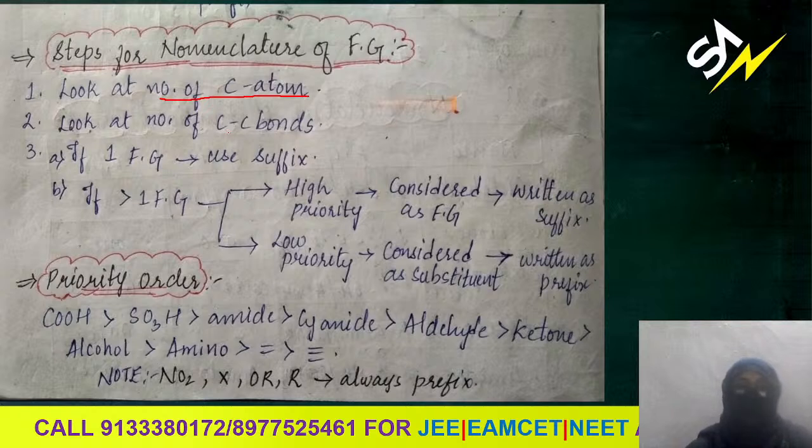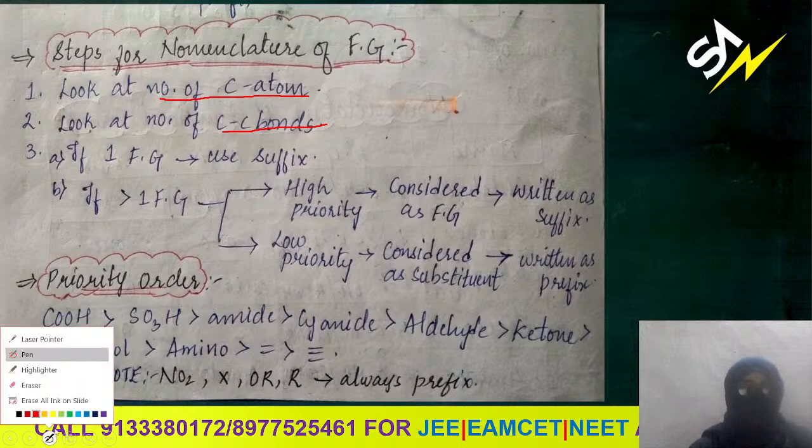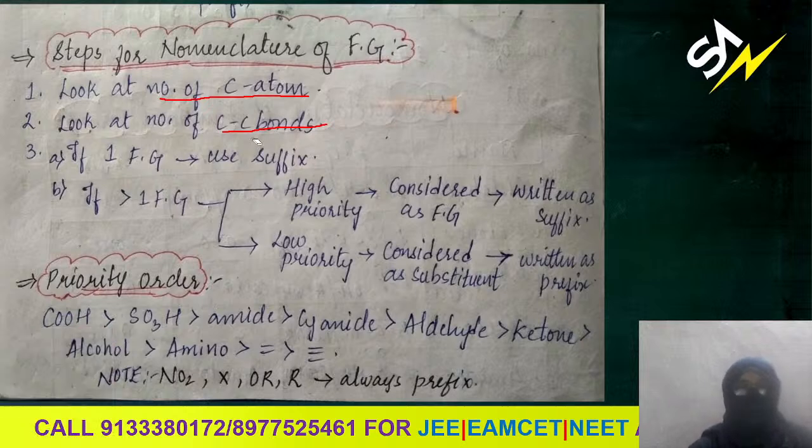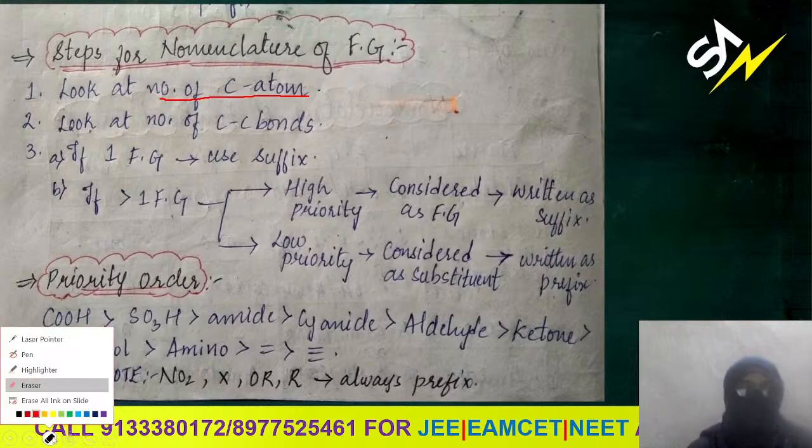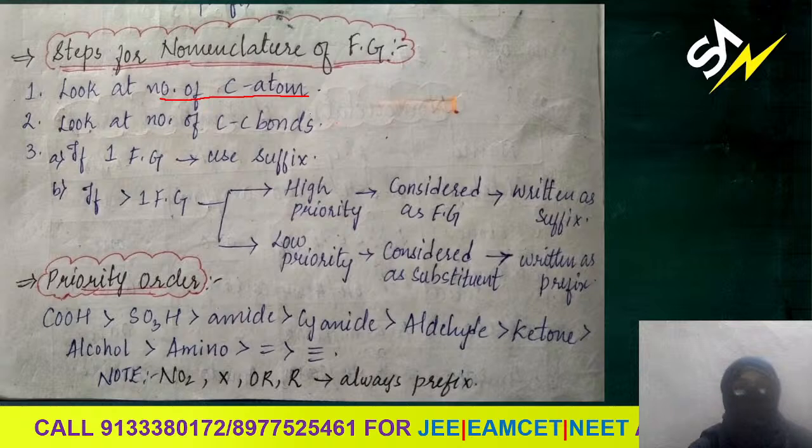The second step is to check the carbon-carbon bonds. If you find a carbon-carbon single bond, you will be writing an. And if you find a carbon-carbon double bond, you will be writing ene. If you find a carbon-carbon triple bond, you will be writing yne. You can see that the first 2 steps are similar to what we have discussed for hydrocarbons. That means there will always be these two steps for hydrocarbons as well as for functional groups.